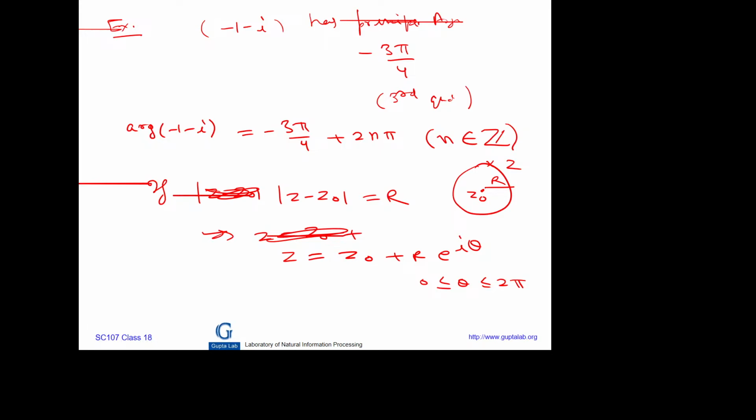Okay. So certain properties of argument function. First, that argument of z1 into z2, it behaves like a log function. Argument of z1 plus argument of z1 z2. This is very problematic.